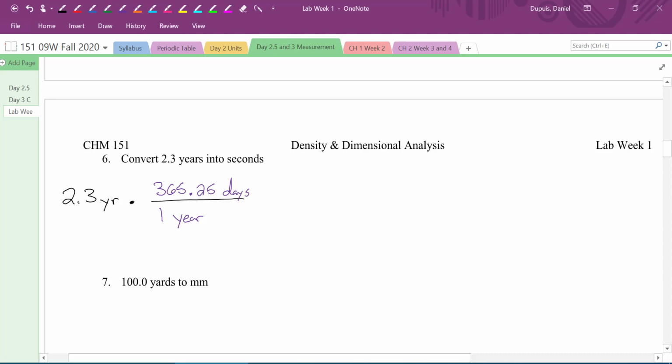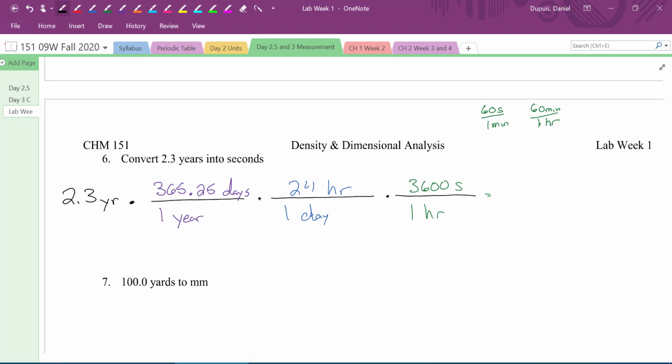If this was 2.300, all of a sudden now the 0.25 days does matter. All right? That does. But when we have 2 sig figs, it does not matter at all. All right, then on top, days. So let's go from days. Let's go 1 day is 24 hours. And then we're going to seconds, right? So 1 hour is 3,600 seconds, right? And that's because there's 60 seconds in 1 minute and 60 minutes in 1 hour. And if we do that, I get 7,258,240, or 7.3 times 10 to the 7th seconds. There you go.